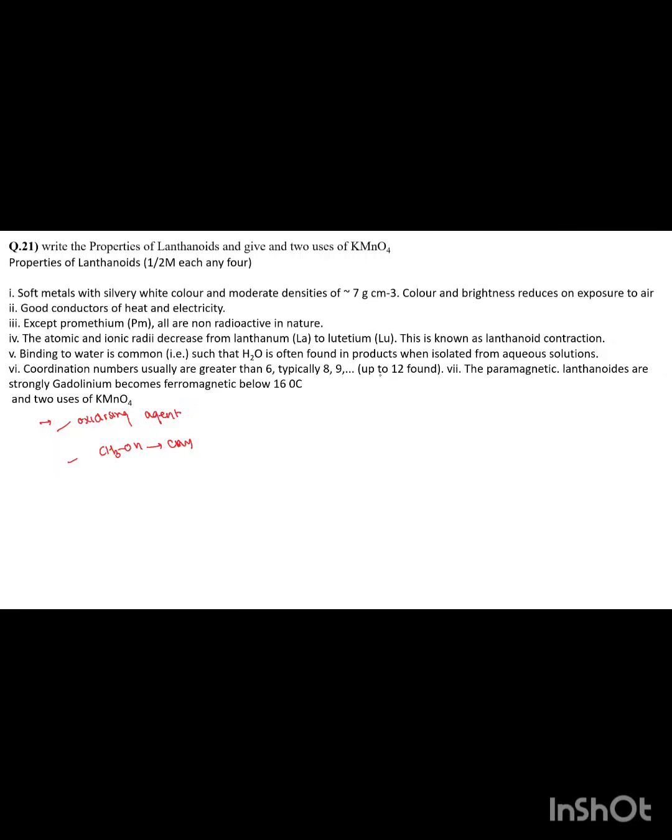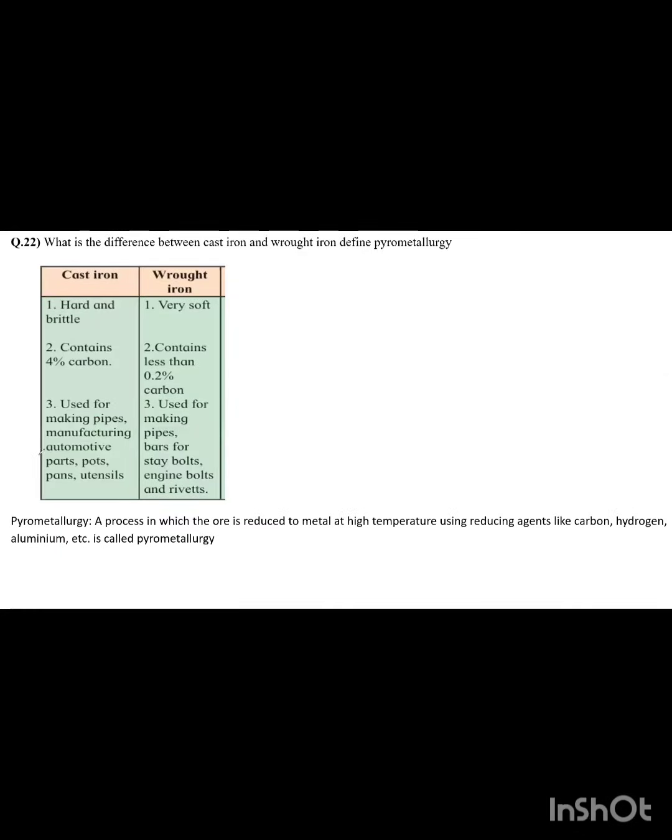Next one, write the difference between cast iron and wrought iron. Cast iron is hard while wrought iron is very soft. Cast iron contains 4% of carbon while wrought iron contains 0.2% of carbon.